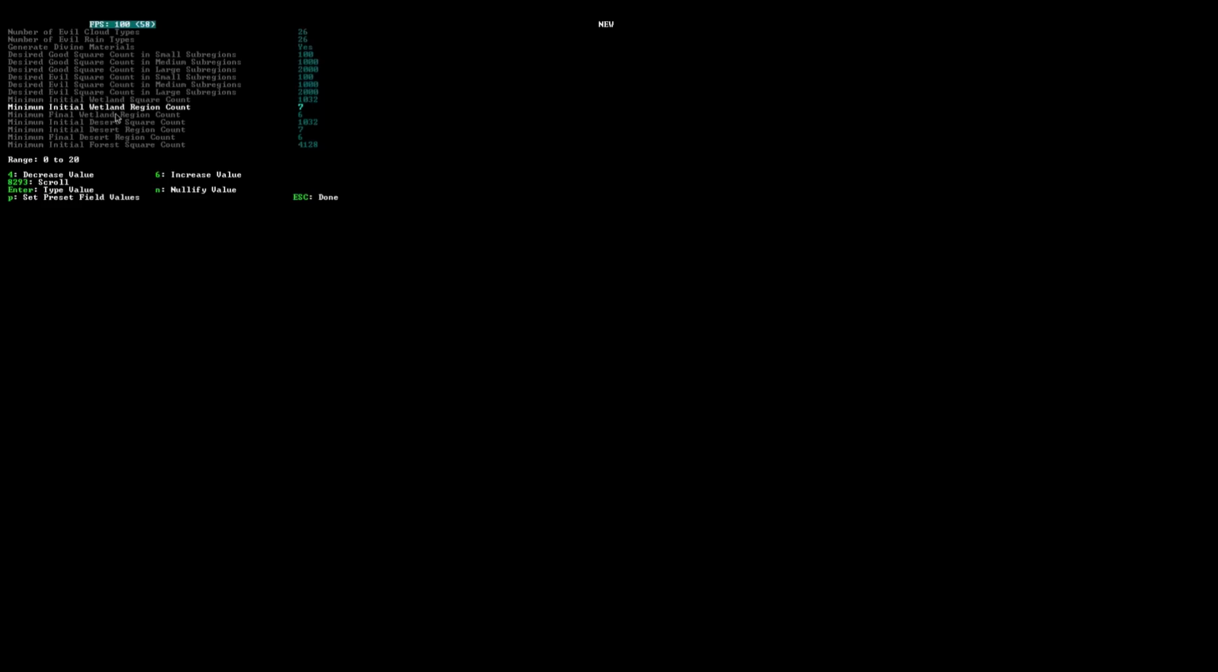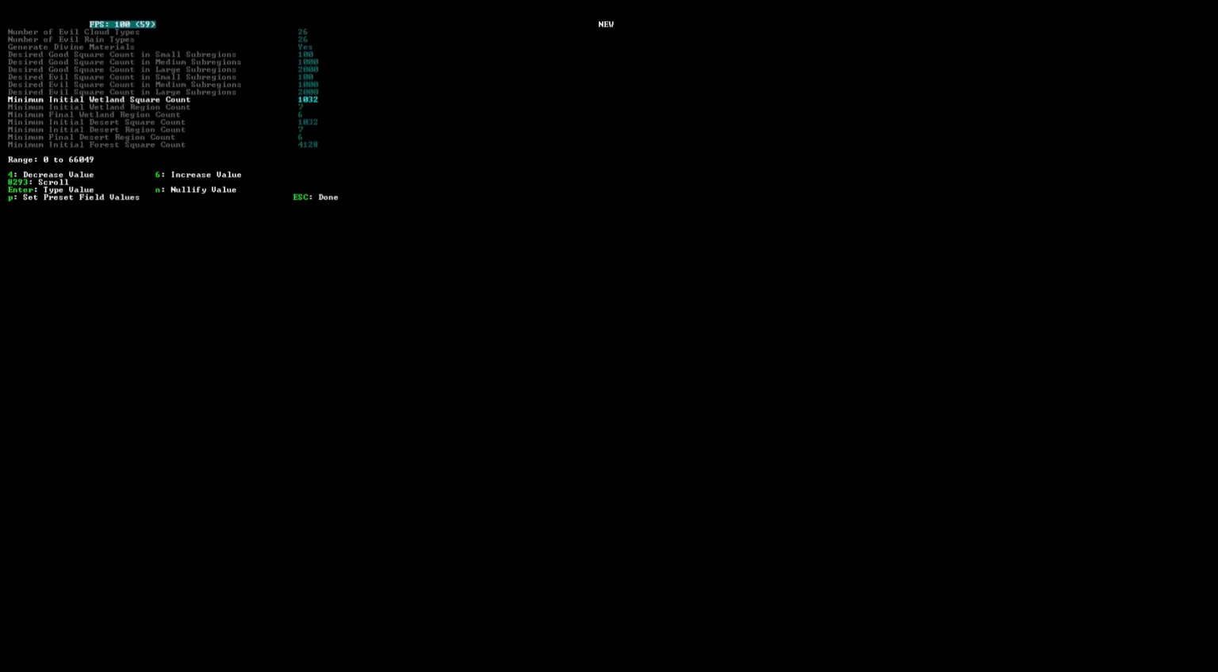Alright, we have square count, region count, and final count. The square count is the minimum number of squares of the given biome that must exist before things like erosion take place. So right now we have it set to the minimum square count: 1032 squares must exist before anything like erosion takes place, before water can start wetting it down.